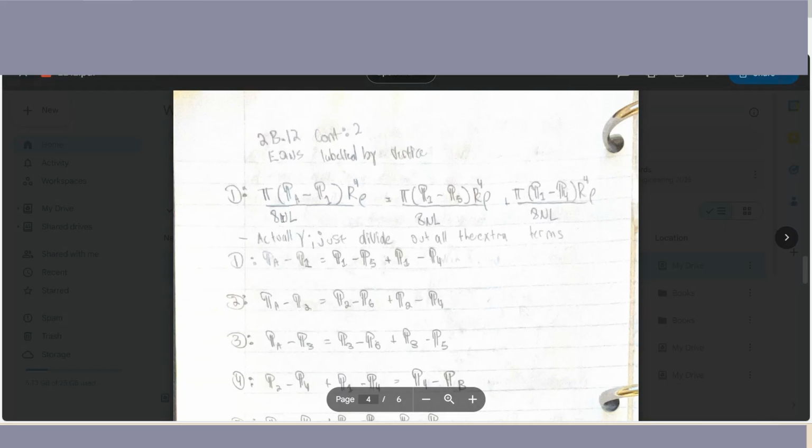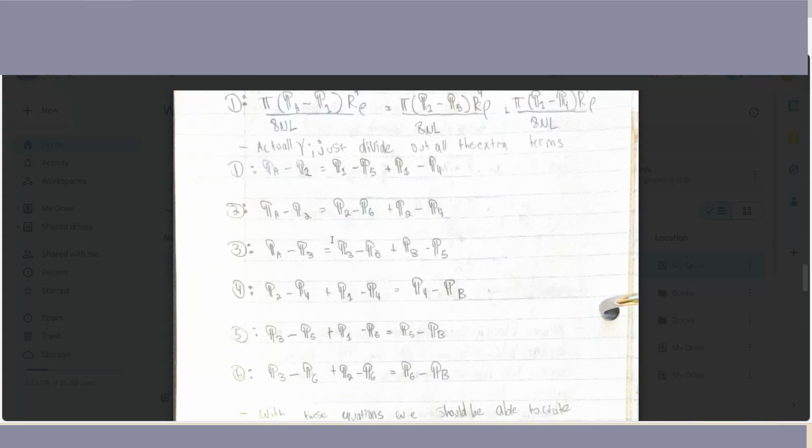So basically you could just divide out all these terms because they're going to be the same throughout the whole system. And that's what I do. And then I basically do that for all the points. So you can go through and check that if you want, but it's pretty simple as far as how you do that.